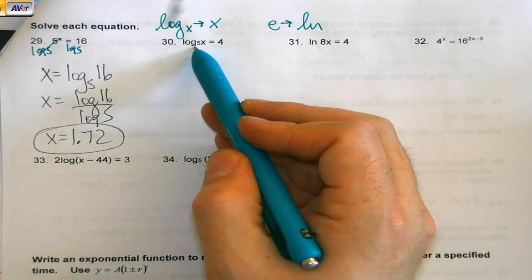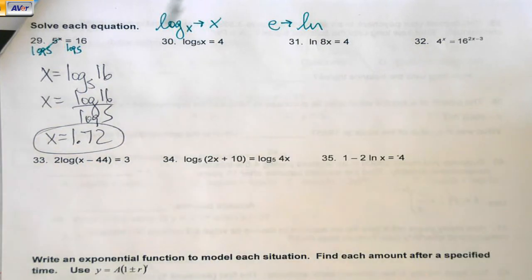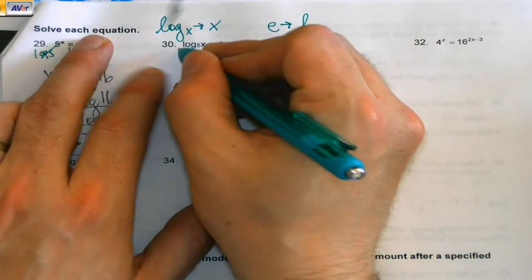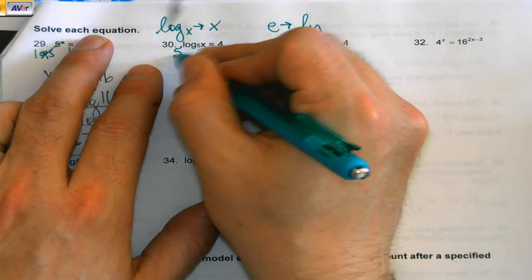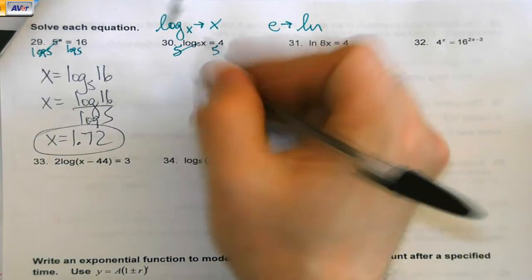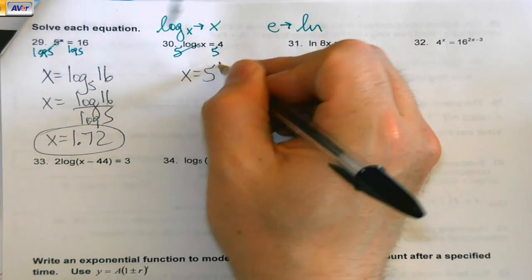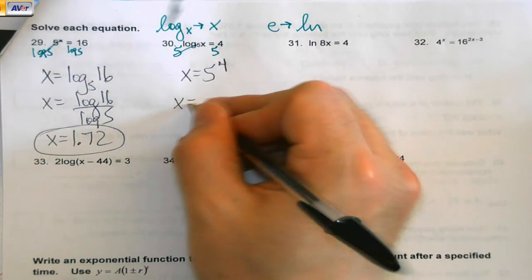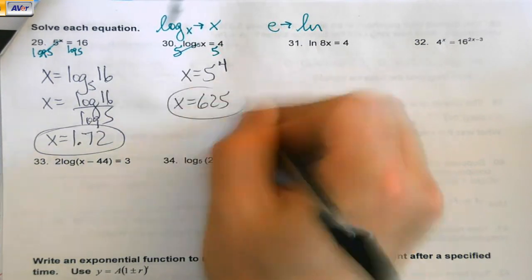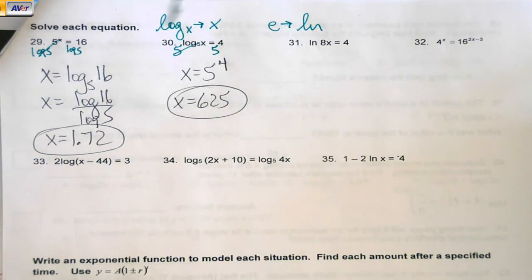Well, what if it's the log I'm trying to get out of the way? Same idea. Going to exponentiate. Going to use that log base as my exponentiation. And again, this is 5 to the 4th power. Not 5 times 4, big difference, as you can see. And get my answer.